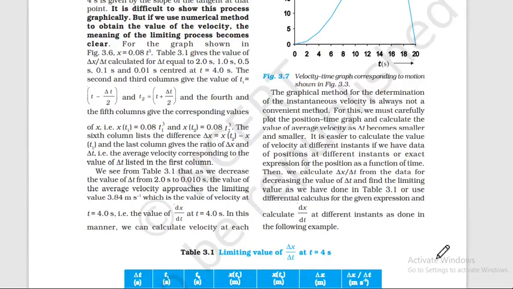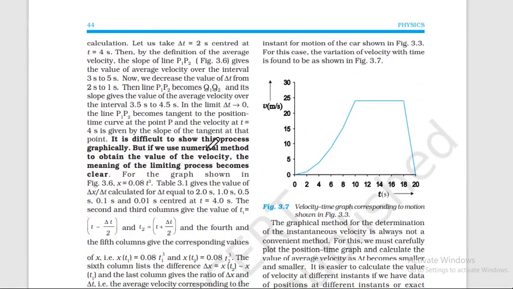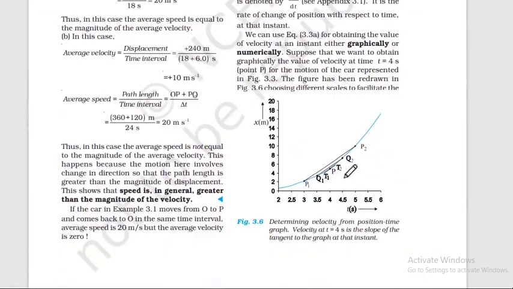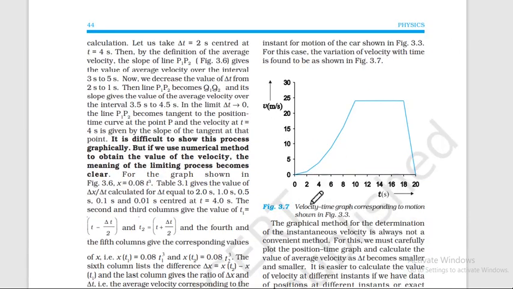Welcome to Sekho. In this video we are going to analyze the instantaneous velocity numerically. We drew this picture in the previous video, and we said that the instantaneous velocity at any point on the position time graph is the slope of the tangent at that point. So in this video we are going to explain instantaneous velocity numerically.